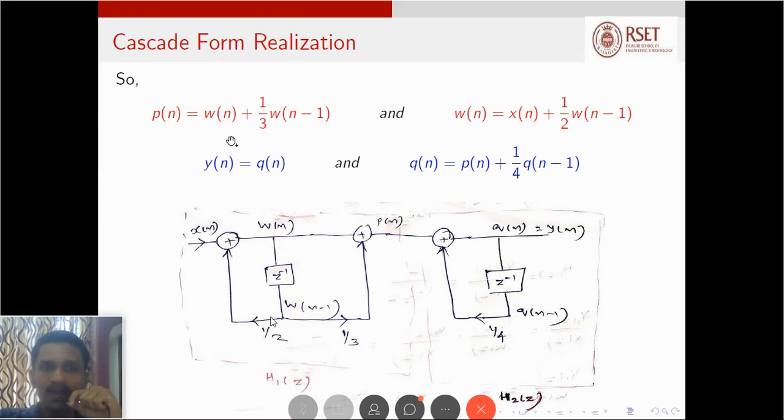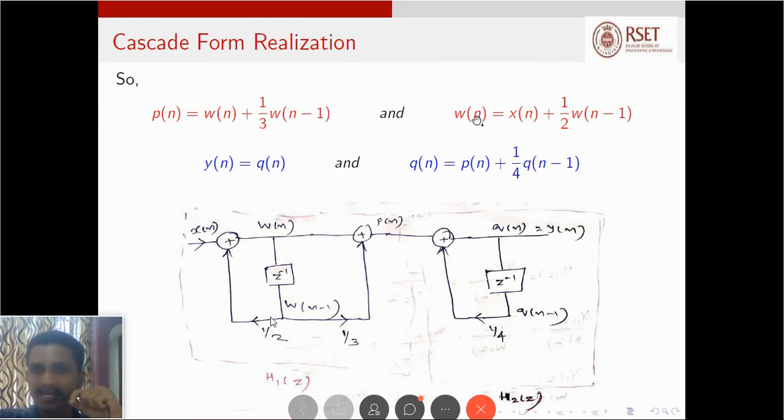So if you are going for the first case, this is w of n. If you are introducing a delay element, you will get w of n minus 1. The p of n is equal to w of n plus 1 by 3 w of n minus 1. Adding w of n and 1 by 3 w of n minus 1, you will get p of n.